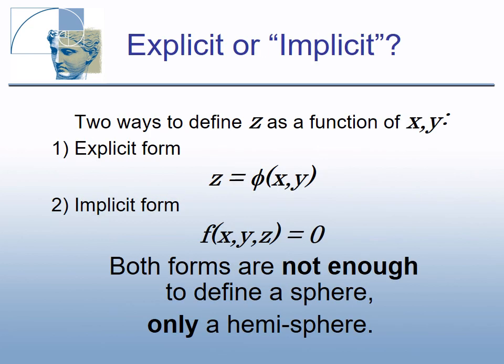To understand the origin of the term implicit, let us briefly recall school mathematics. There are two ways to define variable z as a function of two variables x and y. It is explicit form and implicit form. In both forms, one pair of x and y coordinates corresponds to one and only one value of z coordinate. Therefore, both forms are not enough to define even a full sphere, only a hemisphere.